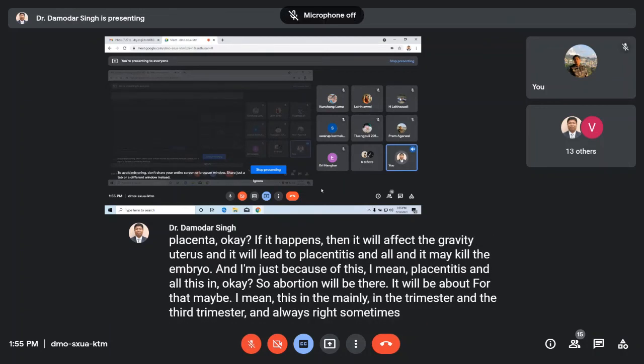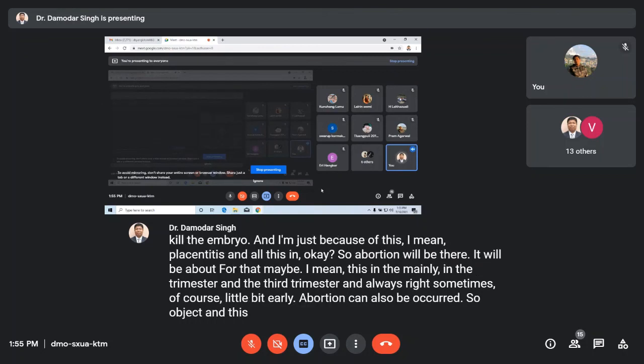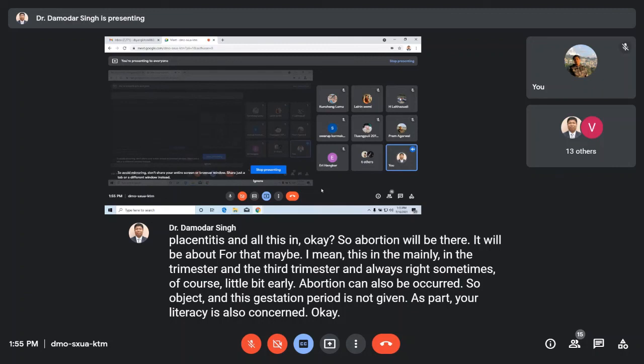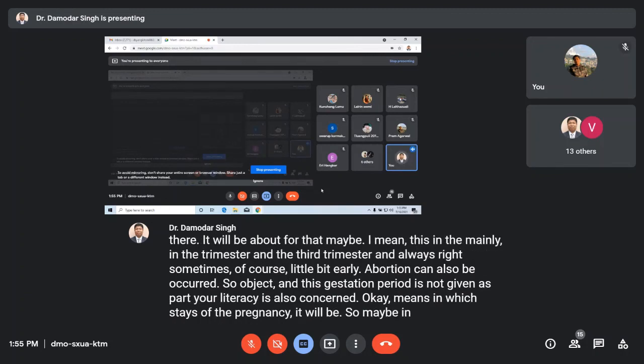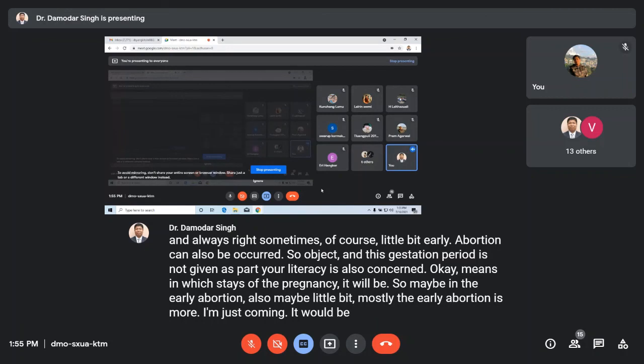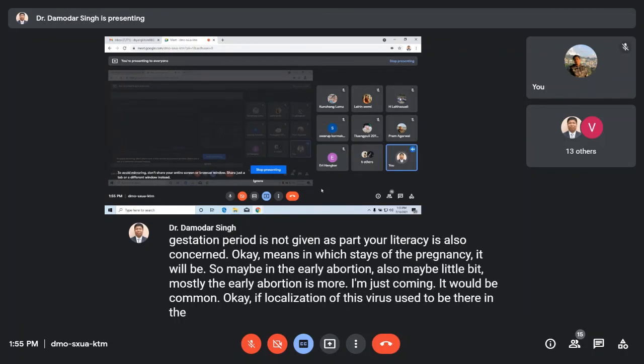Sometimes, of course, a little early abortion can also occur. The exact gestation period is not given in the literature, meaning at which stage of pregnancy it will happen. So it may be early abortion, or maybe a little late. Mostly early abortion is more common, if localization of the virus happens in the gravid uterus, leading to placentitis, right?